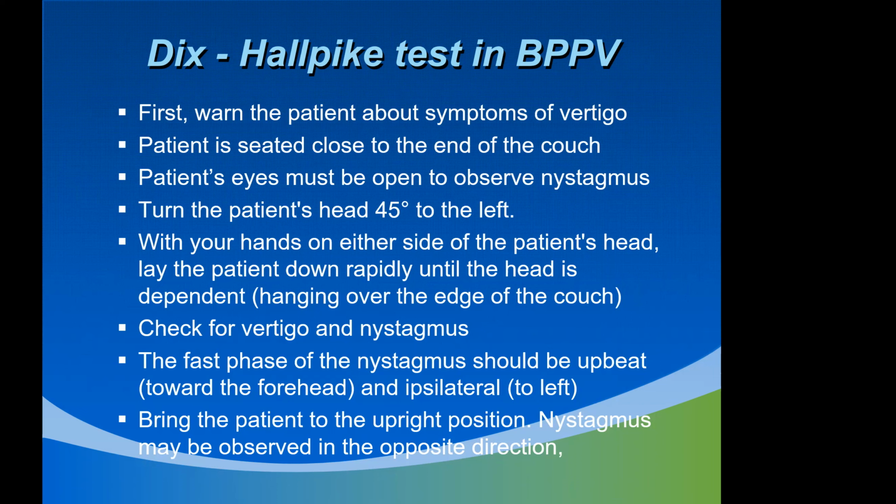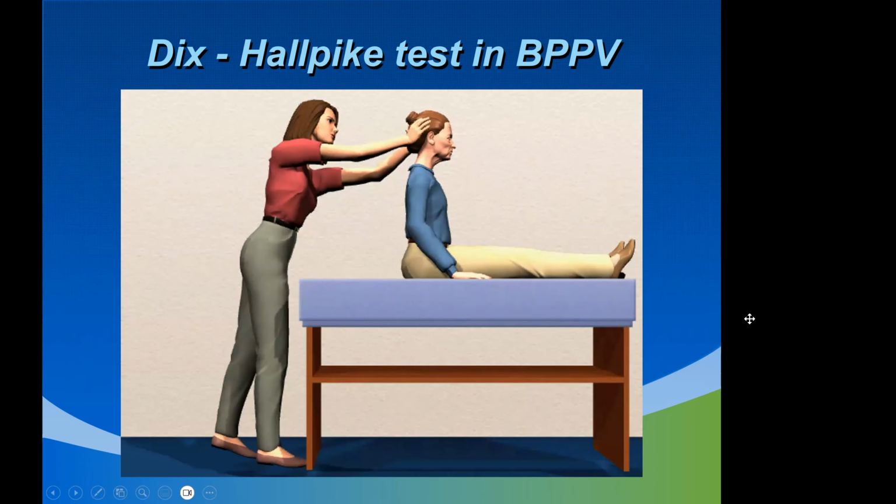Tell him he may feel giddy: I am here, I will hold, don't worry. With the eyes open, turn the patient's head 45 degrees to the left first. With your hands on either side of the patient's head, lay the patient down rapidly until the head is dependent and hanging from the couch. I will show you the maneuvers. Check for vertigo and nystagmus; the fast phase of the nystagmus should be upbeat towards the forehead and ipsilateral towards the left. Bring the patient to the upright position. Nystagmus may be observed in the opposite direction. We will see step by step. So that is the first step.